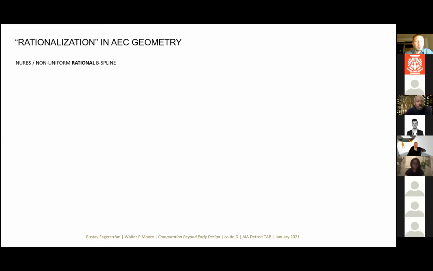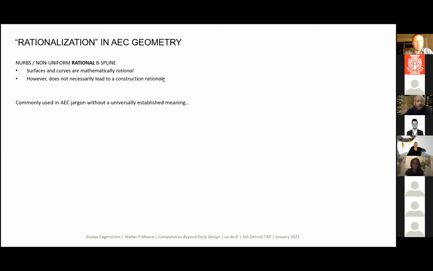NURBS, as you will probably be familiar with, means non-uniform rational B-spline, and that's because NURBS geometry is, from a mathematical and computational geometry point of view, rational. So surfaces and curves are mathematically rational. However, that doesn't necessarily lead to a construction rationale. And that is maybe what we're after when we're trying to, again, quote unquote, rationalize something in a construction sense.